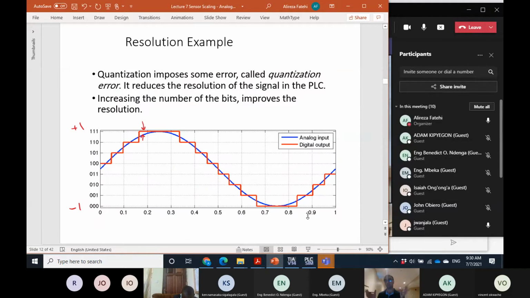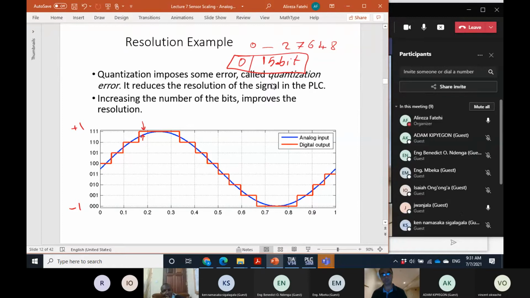Okay, so this is regarding the number of bits. In fact, that 0 to 27,648 is represented by a 15-bit binary signal. So there's one more bit that is not used. The PLC adds a 0 at the beginning, and then this is the 16-bit signal that's saved in the memory. So it's 15-bit. That's one of the most accurate general purpose analog inputs. 15-bit is very good.